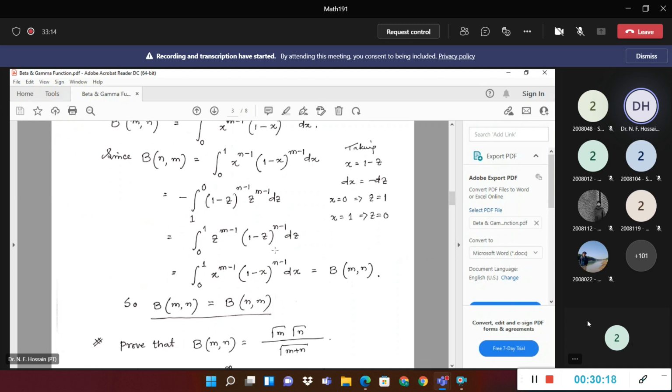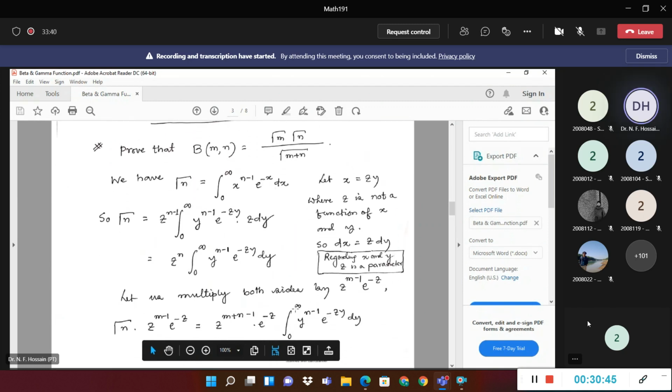Now, you know, if the limits are not changed, the variable may be changed. In place of z, you can write x. This was the first property of definite integral. So the integral from 0 to 1, x to the power m minus 1 into 1 minus x whole to the power n minus 1, which is nothing but beta mn. So we see that beta mn equals beta nm.